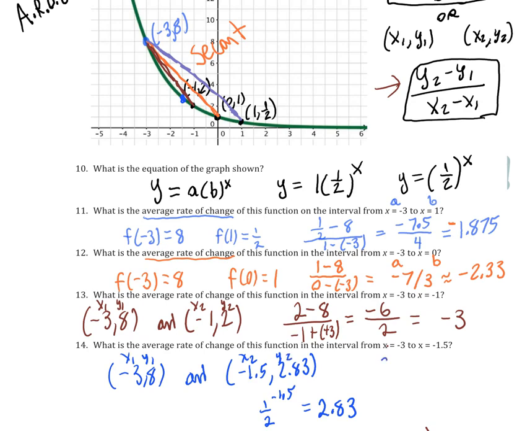So to find the average rate of change, I'm looking at 2.83 minus 8 divided by negative 1.5 minus negative 3. So in the denominator, because that becomes addition, I know that's going to be 1.5. And in the numerator, that's going to be negative 5.17. So when I divide, that is approximately negative 3.45. So you can see that's going to be even the steepest line, and I can barely fit it in there.